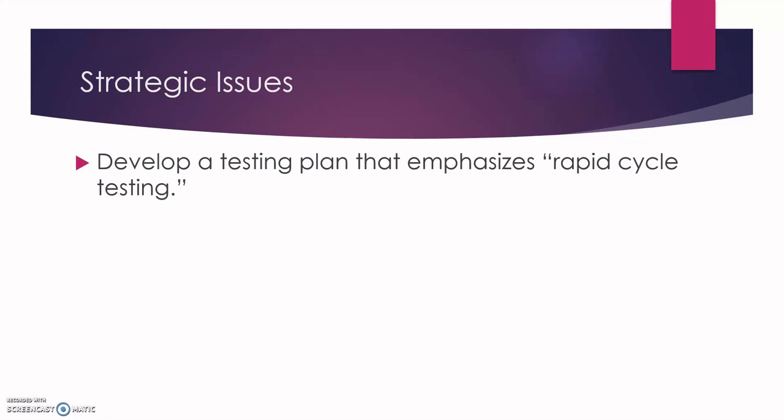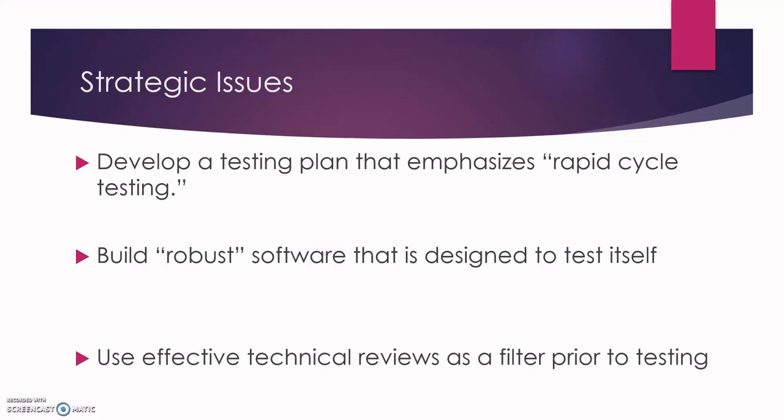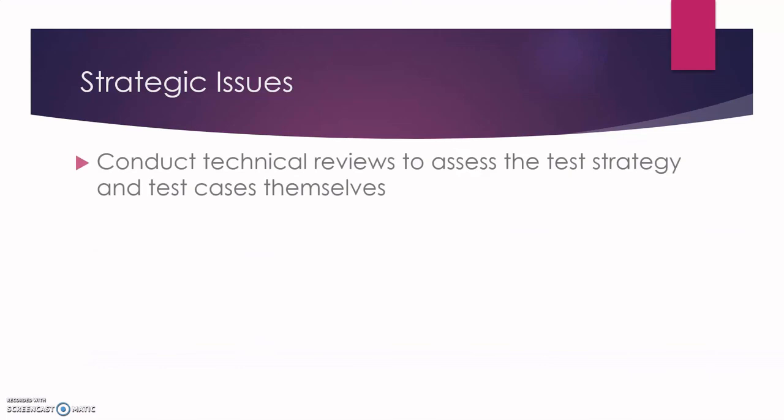That is, testing should be done in increments. Then we have build robust software that is designed to test itself. That is, anti-bugging techniques should be implemented, that is, diagnosing certain classes of errors. Okay. Then use effective technical reviews as a filter prior to testing, which means reviews can reduce the amount of testing effort. Okay. Then conduct technical reviews to assess the test strategy and test cases themselves.